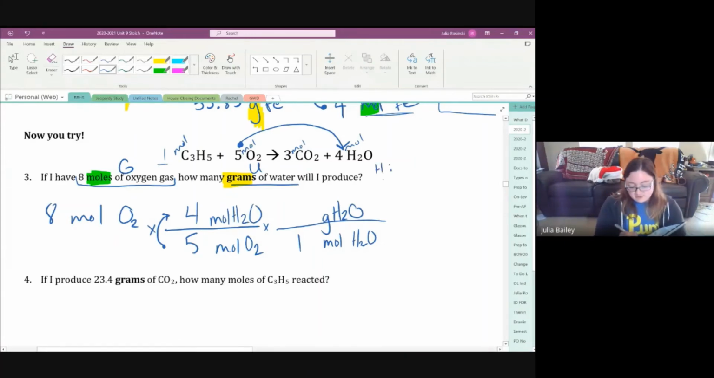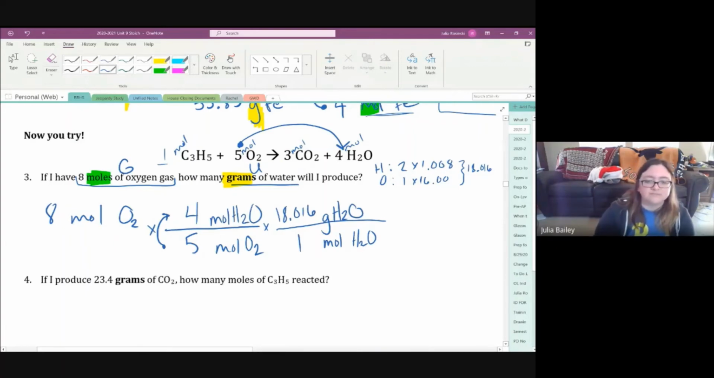So H2O, we need the molar mass. There's 2 hydrogens and 1 oxygen. And when you add that up, it comes out to 18.016 grams of water for every 1 mole of water. So we have our given. We did what goes up must come down. We put our unknown on top at the end.